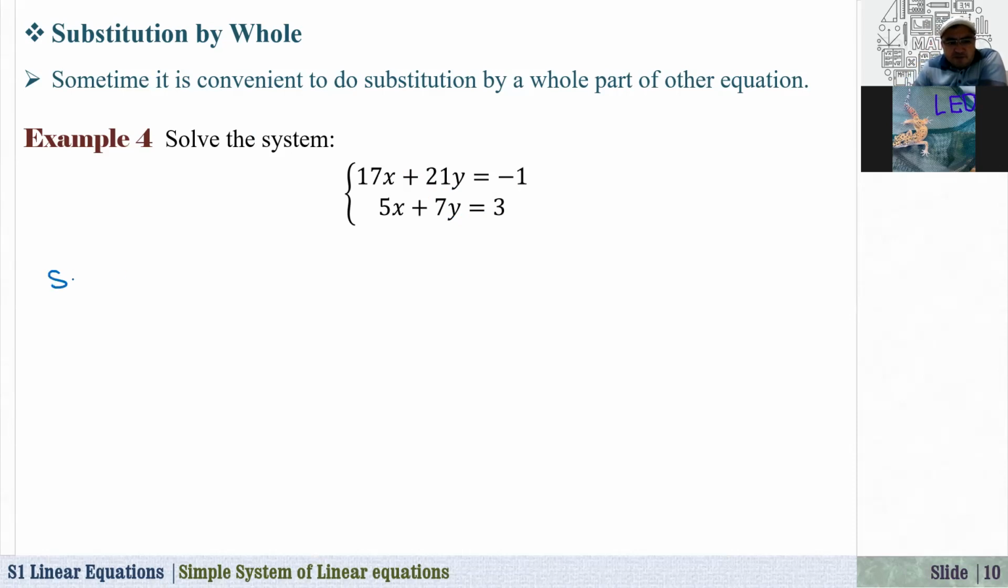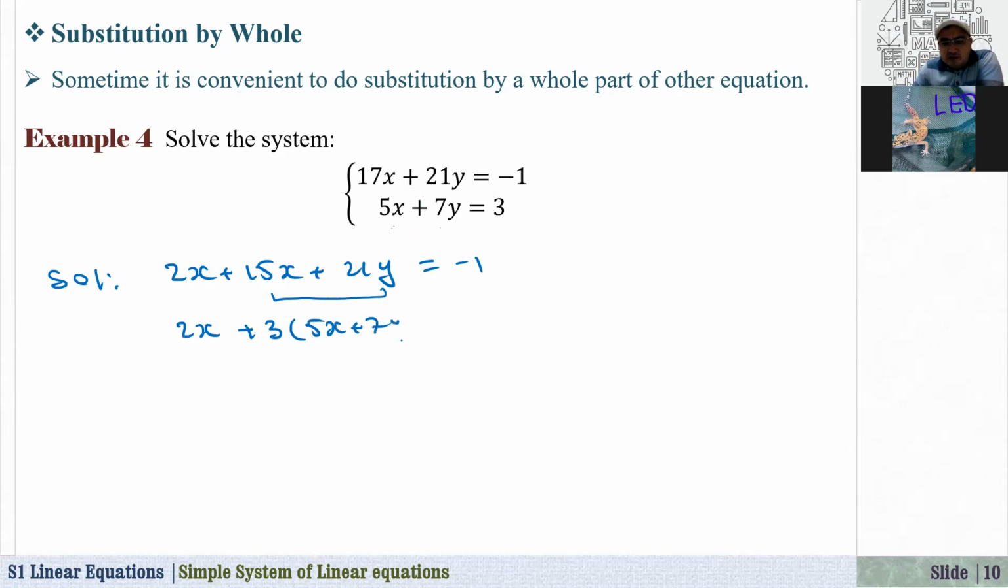For this first equation, how can I write this? Because this 5x plus 7y equals 3, if you multiply both sides by 3, here we have 15x plus 21y is equal to 9, right? So this 17x, I can just write it as 2x plus 15x plus 21y. On the right-hand side, we have -1. Now, let me just rewrite this. Here, 15x and 21y. What is the common factor? It is 3. And so here we have 2x plus 3 times (5x plus 7y) is equal to -1.